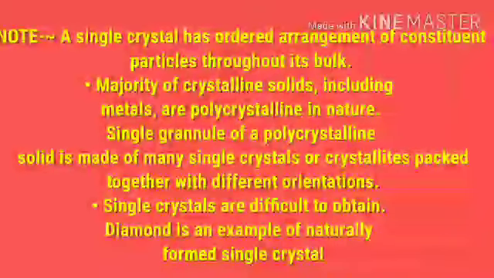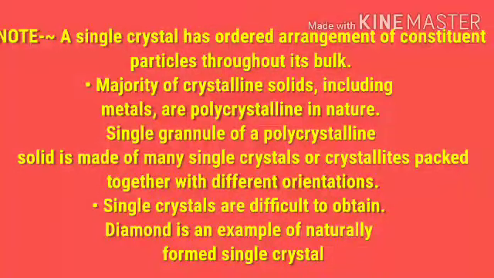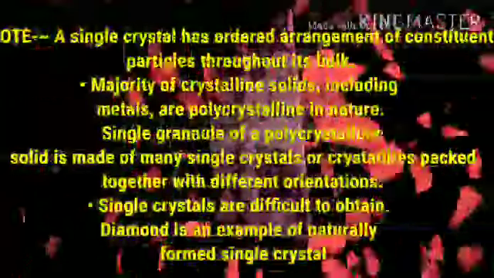Here are some important notes about crystalline solids. A single crystal has an ordered arrangement of constituent particles throughout its bulk. The majority of crystalline solids, including metals, are polycrystalline in nature. A single granule of a polycrystalline solid is made up of many single crystals or crystallites packed together with different orientations. Single crystals are difficult to obtain. Diamond is an example of a naturally formed single crystal.